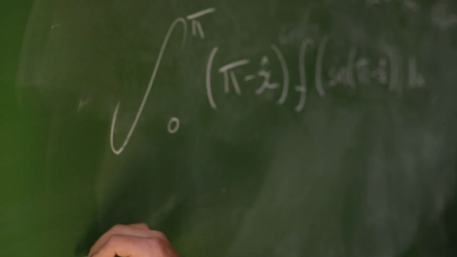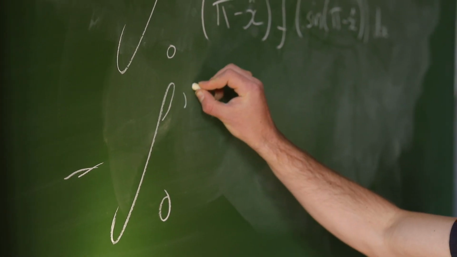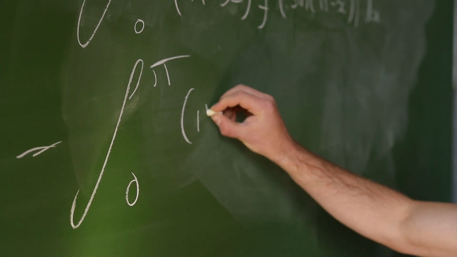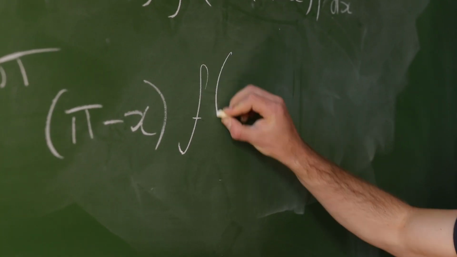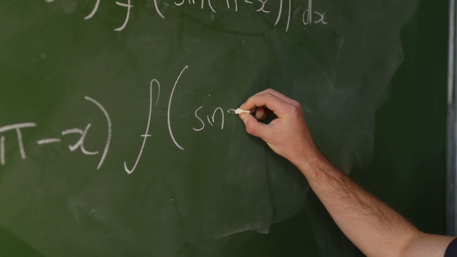And sine of pi minus x is the same as sine of x. And our integral then becomes the integral from 0 to pi of pi minus x times f of sine of x.